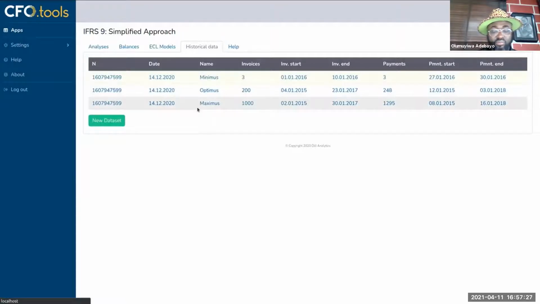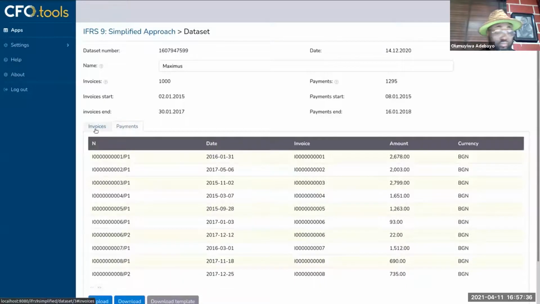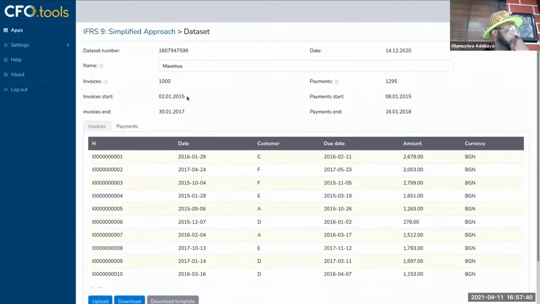To work with an existing dataset, I click its name in the list of datasets and it opens in the current browser window. Datasets are named to help you easily identify them. Once the dataset details have been loaded, we see a summary of the dataset characteristics at the top of the page.